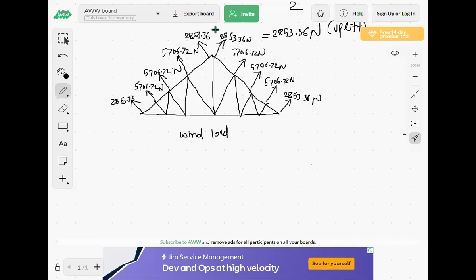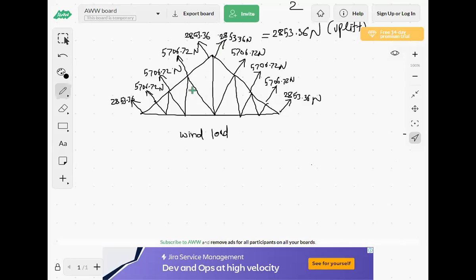Okay, this is the sufficient problem on the design of roof truss. Now we have to design the purlin. So in the theory examination, there are two types of problems will be asked in the roof truss chapter. One is design of roof truss, that problem we have seen, and another is design of purlin.